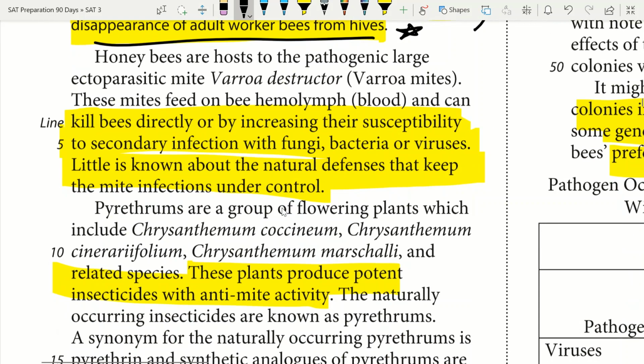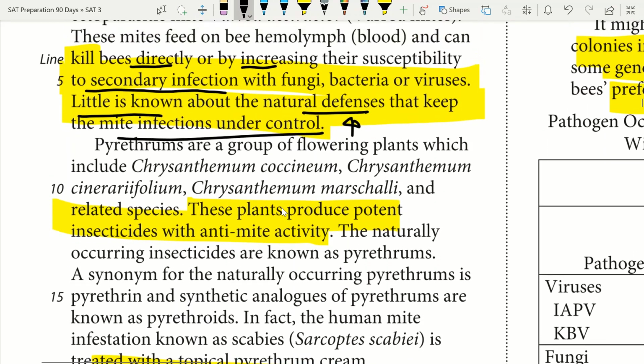Okay, the next thing, what did I have? Well, I had that mites kill bees directly or by increasing their susceptibility to secondary infection with fungi, bacteria, or viruses. Little is known about natural defenses that keep the mite infections under control. So what's this telling me? Well, this is really giving me context behind the death of these bees, right? These mites can kill them directly or by increasing susceptibility to secondary infections. So the key important point I need to know is the secondary infection point, not just directly, but also indirectly. The other big thing is how can they prevent this? Well, that's through natural defenses, but little is known about that. So that was also important in my mind.